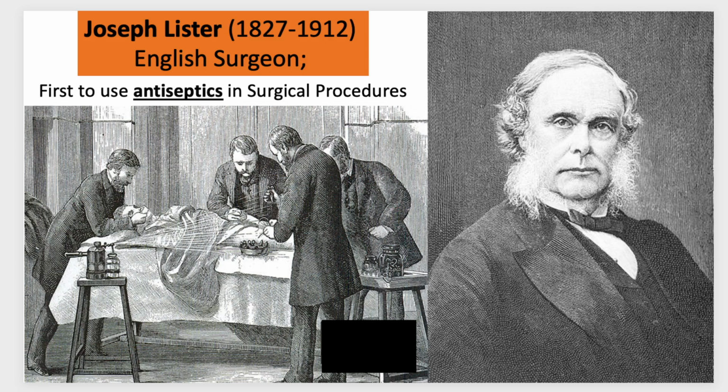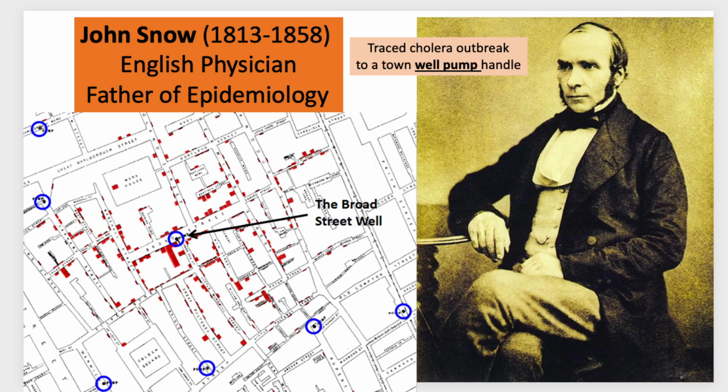So one of the things he did is he used carbolic acid, and he would use carbolic acid covered gauze over the incision points and things of that sort. And he noticed a dramatic decrease in fatality. So the mortality rate fell from his surgeries from 47% to 15% in his ward, which is very good improvement there. Then we get to John Snow, 1813 to 1858.